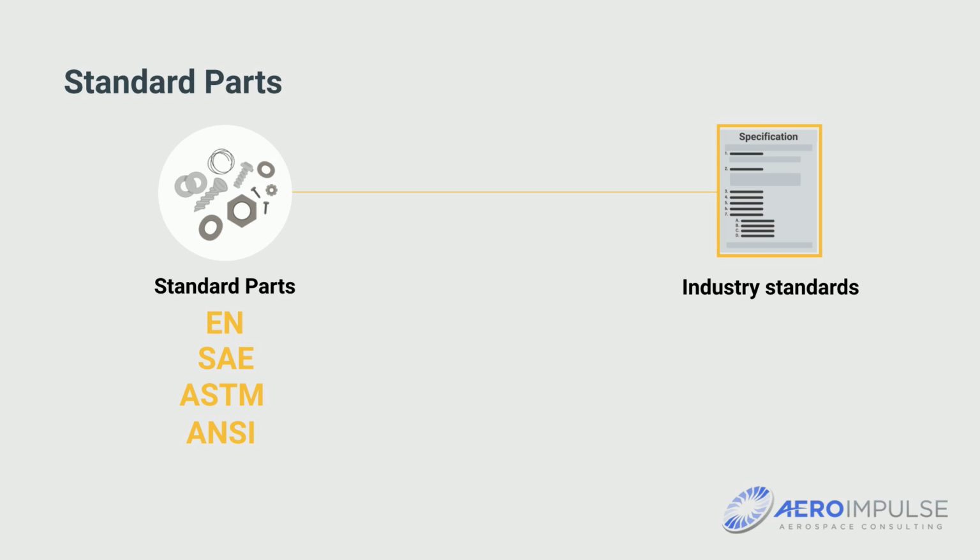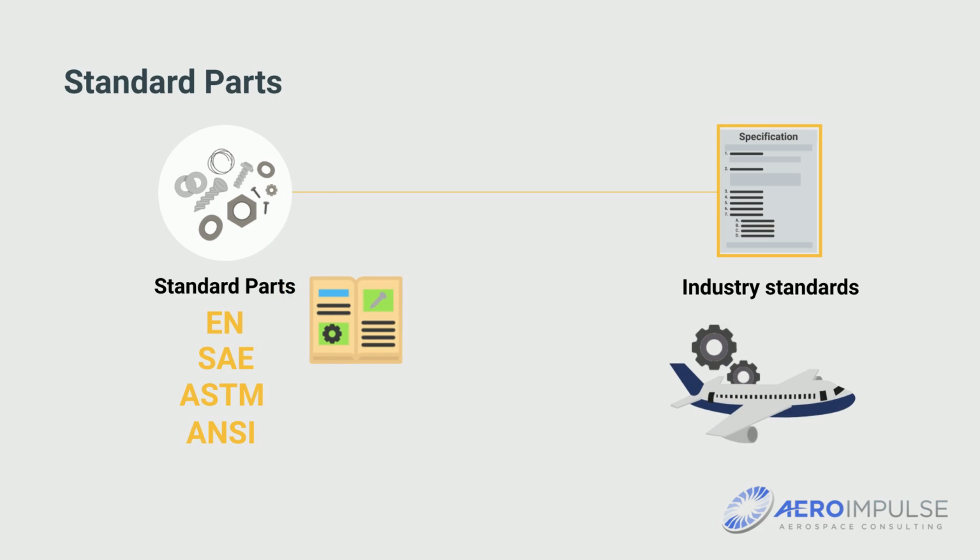Often, the TC holder issues a standard parts catalog for them. Standard parts may be installed in an aircraft without EASA Form 1. A Certificate of Conformity, or COC, is sufficient here.